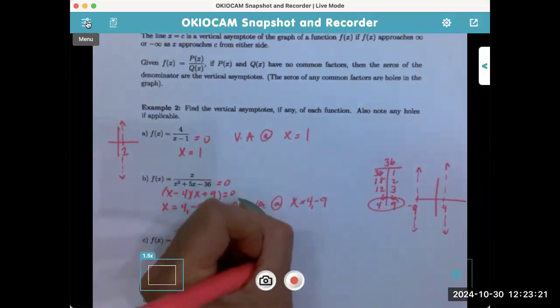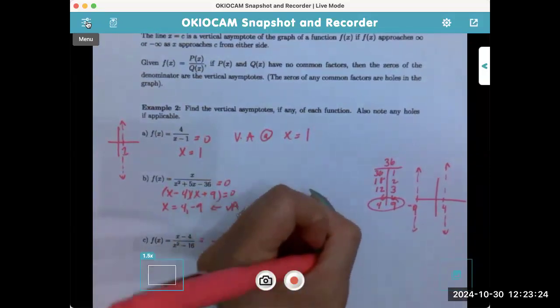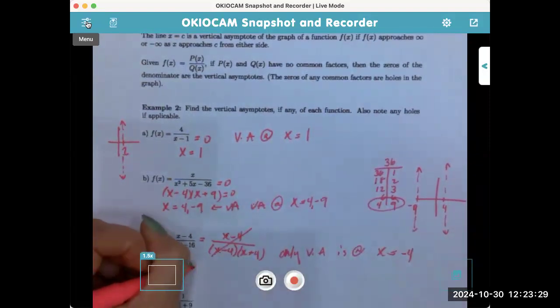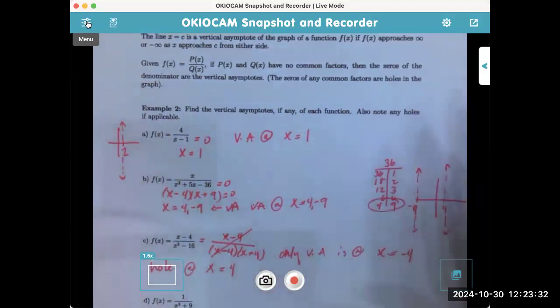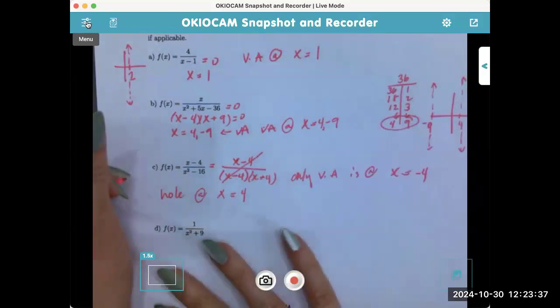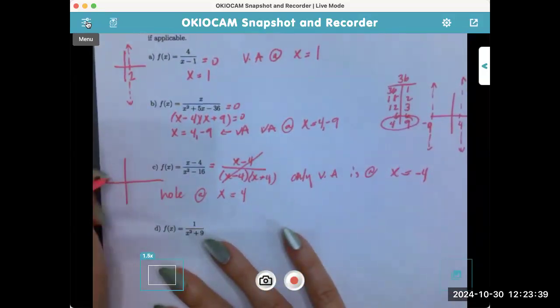Right? So here, the only vertical asymptote is at x equaling negative 4. There's a hole at x equaling 4. So this graph, if I draw it for you, let's call this 4. Here's my vertical asymptote. Here's 4. You literally have a hole in the graph.